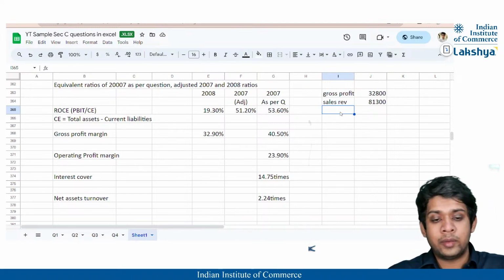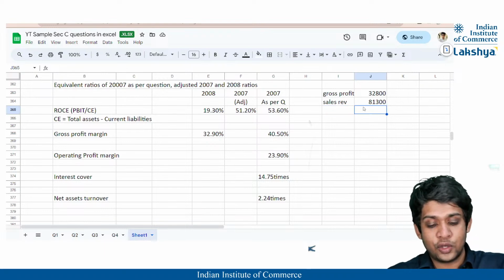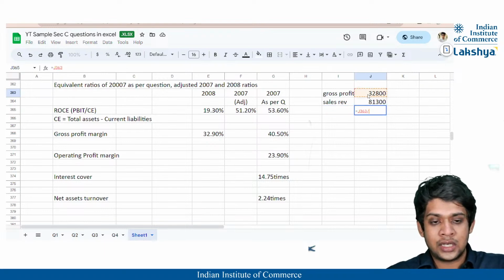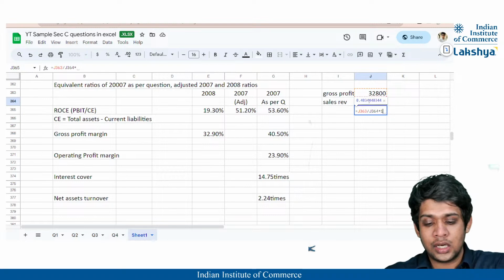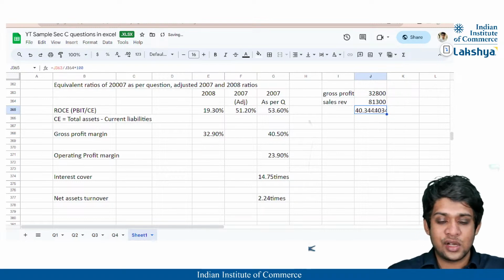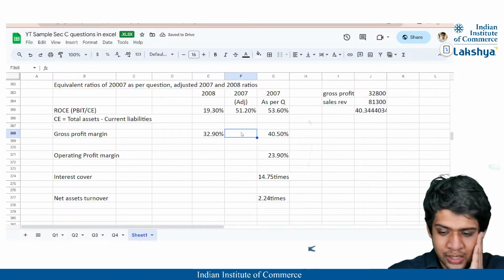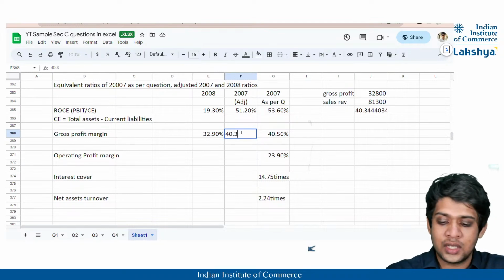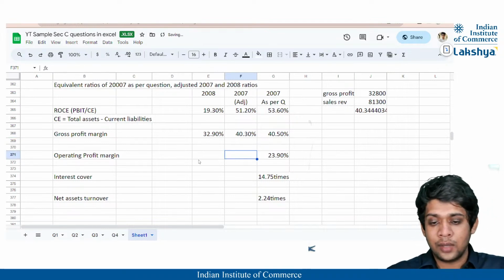So guys, what will be the gross profit margin here for 2007? 32,800 divided by 81,300 into 100, which will give us 40.34%. So I'll write it as 40.3%. Okay. Moving on to the operating profit margin.